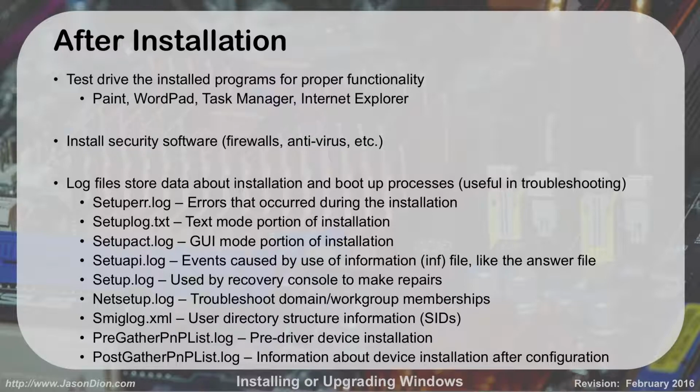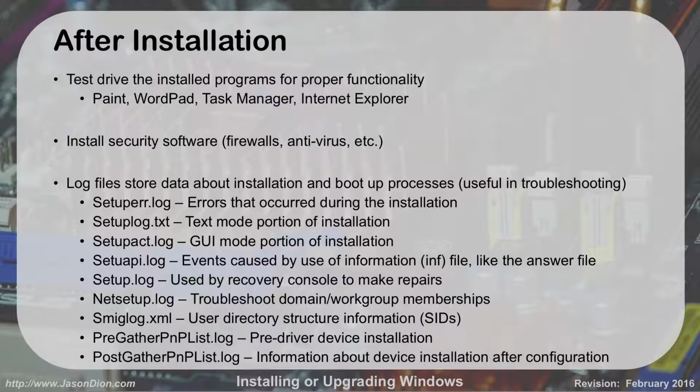So after we do all of our installation, what should we do? We've gone through the setup, we've done the imaging, whatever we're going to do. We now have a working and functional Windows 7 machine. It boots up to the desktop, and now what do we do? Well, the first thing you want to do is make sure it actually works. Okay? Test drive some of the installed programs. Maybe you're going to go to Internet Explorer and make sure you can get on the internet, right?